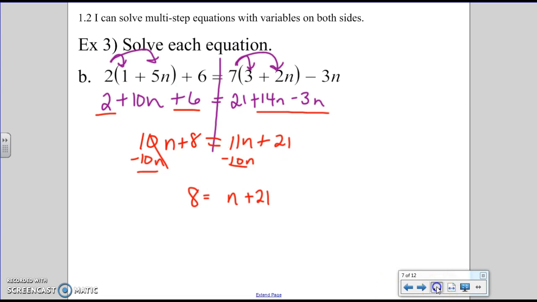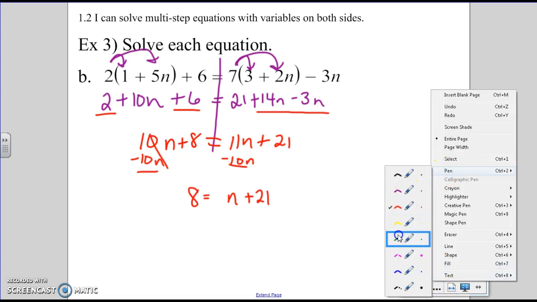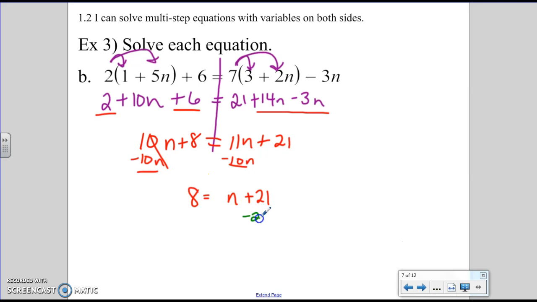So to solve this now from here, we actually only have one step left. We're going to go ahead and subtract 21 from both sides. So if you type that in your calculator, 8 minus 21 is negative 13. And on the right side, it cancels.